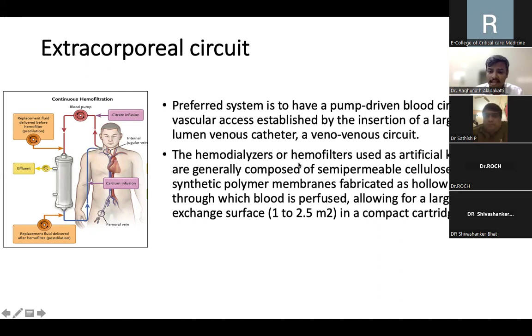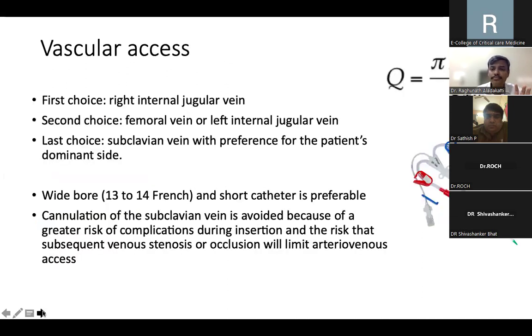This hemodialyzer or hemofilter is used as an artificial kidney, which is generally composed of semi-permeable membrane. As I told, it is usually cellulose or synthetic polymer membranes fabricated as hollow fibers through which blood is perfused, allowing a large exchange surface area of 1 to 2.5 square meters, means a very big surface area, so that diffusion or convection or ultrafiltration can take place. That you should know.